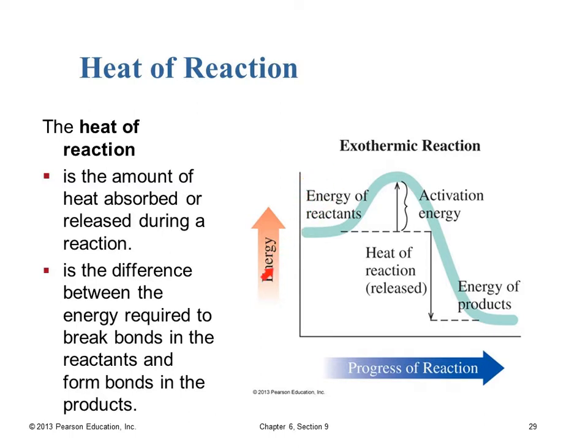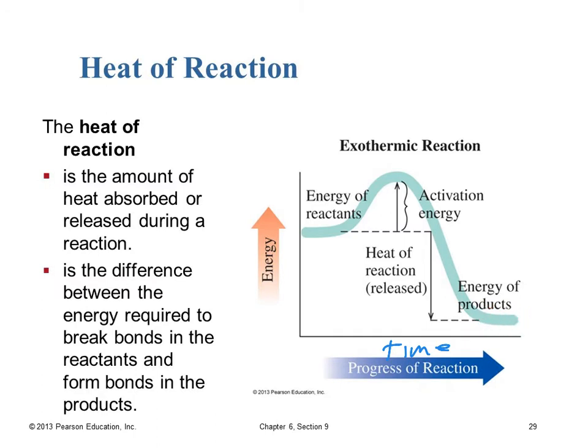All energy diagrams have energy along this axis, and this is the energy inside the chemicals, and then progress of reaction or time on this axis. All energy diagrams follow a similar pattern. You have a flat area to start off with, and that's the amount of potential energy stored inside the reactants. Then you have a hump once the reaction gets started, and then you have another flat area down here, and that flat area is the energy of the products.